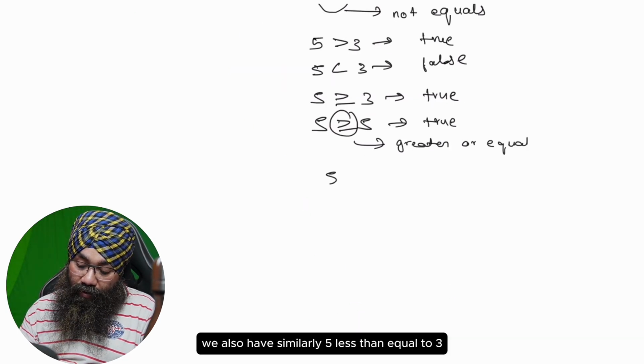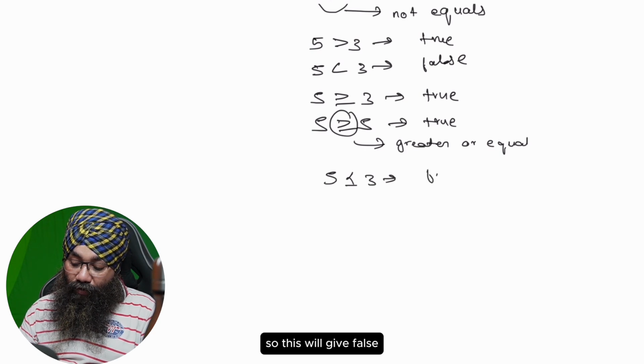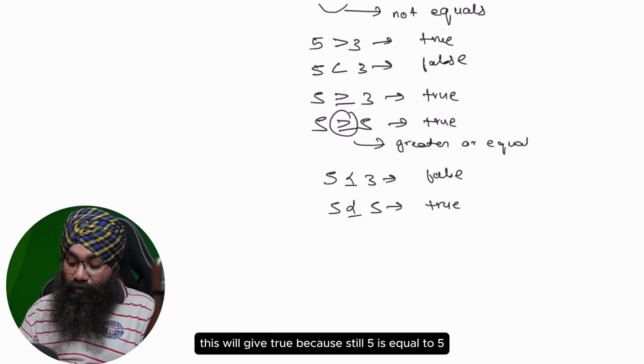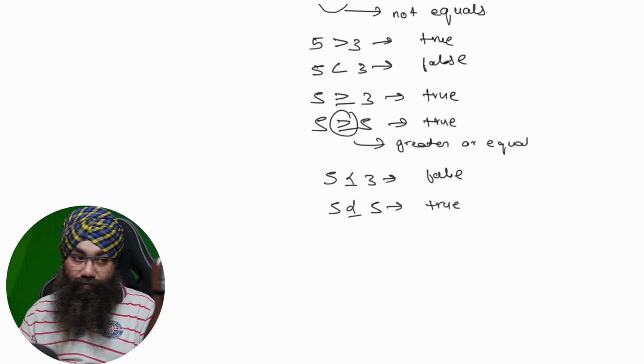We also have, similarly, 5 <= 3. So this will give false. But if we do 5 <= 5, this will give true because still 5 is equal to 5. Okay.